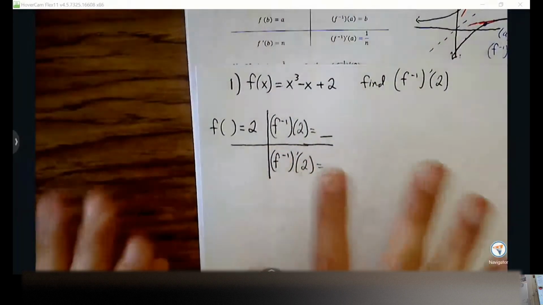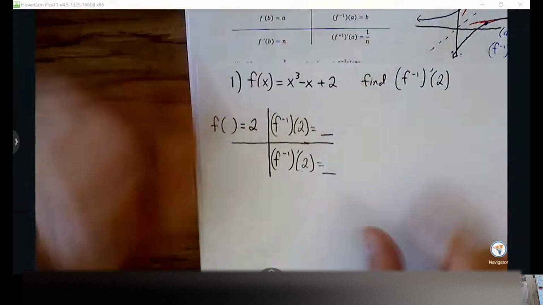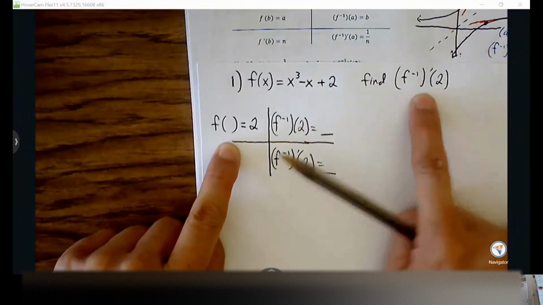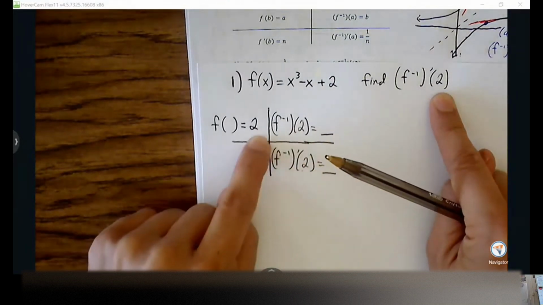So even though we don't know anything else about this problem, even though we haven't even touched this function yet, we should be able to always get to this point just by that 2. That 2 is going to carry all the way over to this side here.